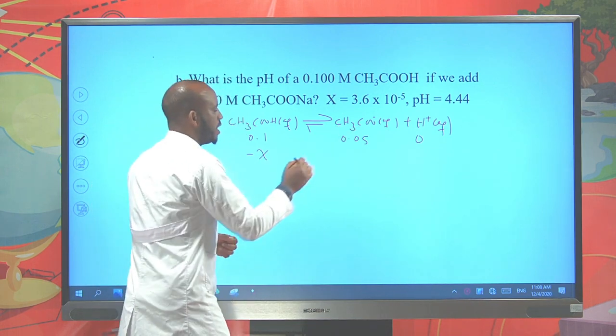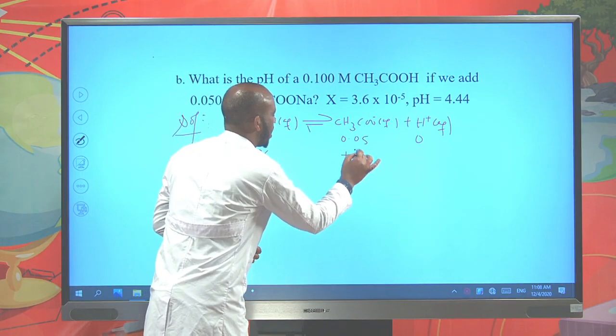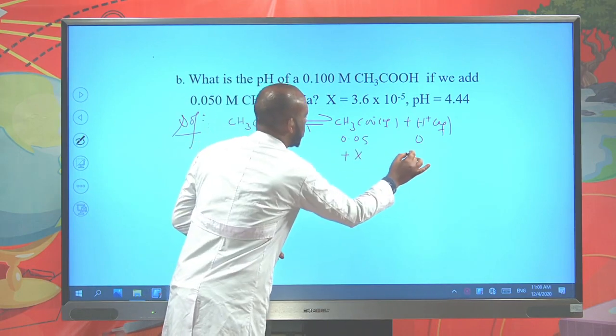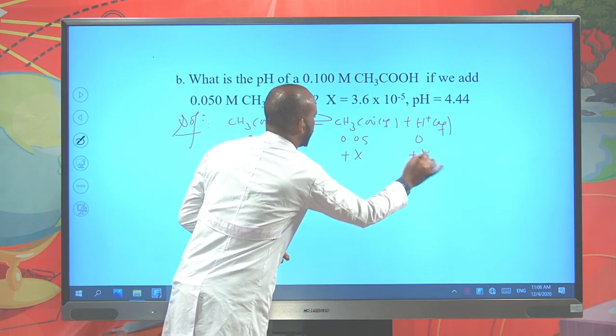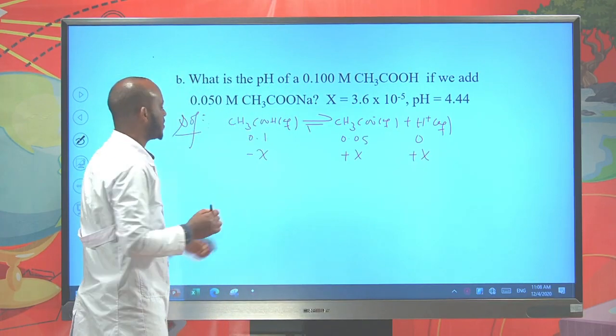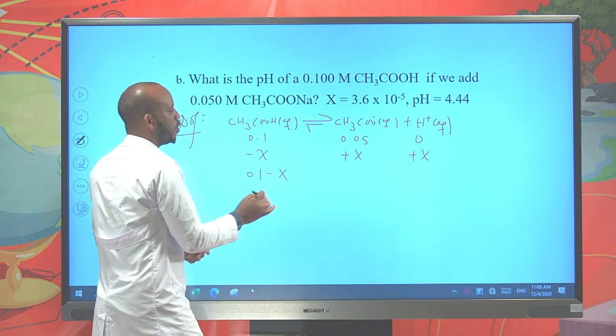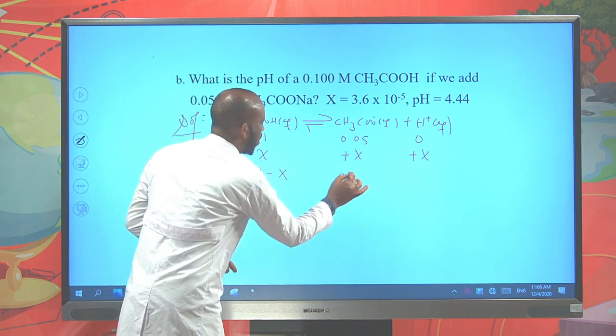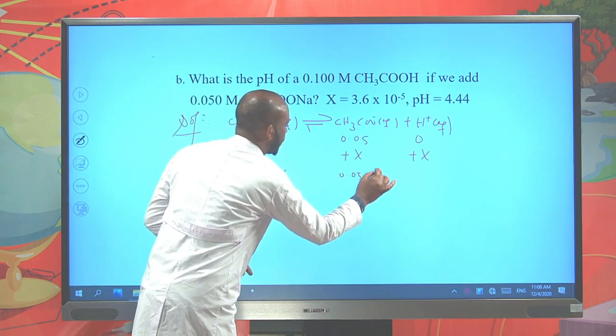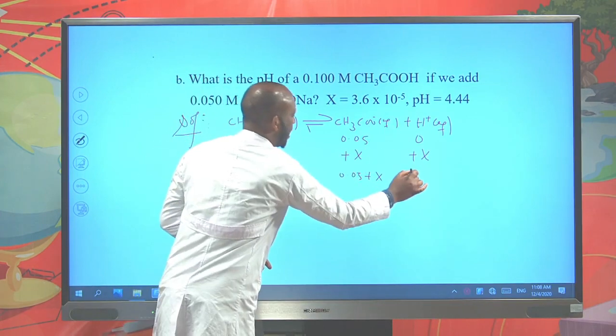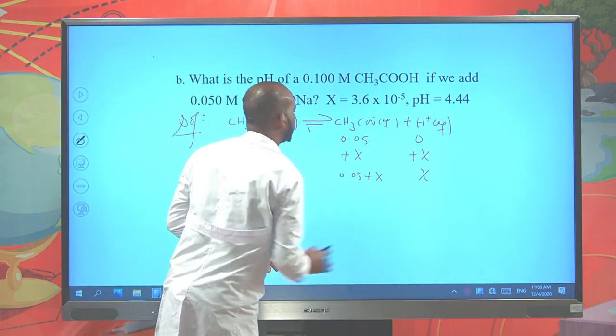Concentration of acetate is increased by X, and H+ is increased by X. Equilibrium concentration of acetic acid is 0.1 minus X. Equilibrium concentration of acetate is 0.05 plus X. Equilibrium concentration of H+ is X.